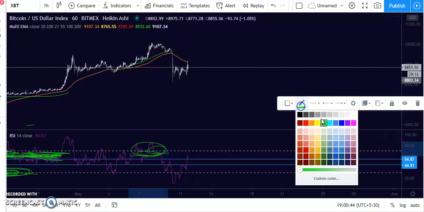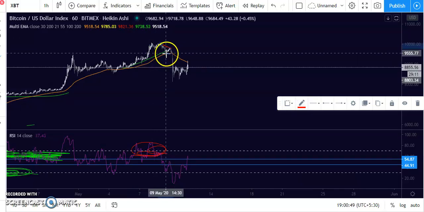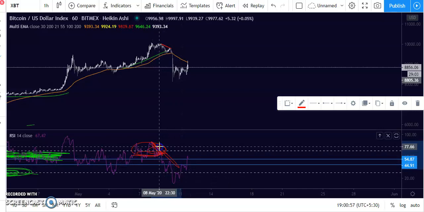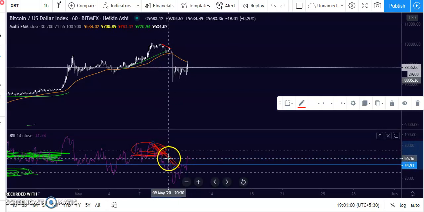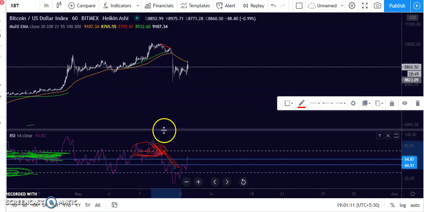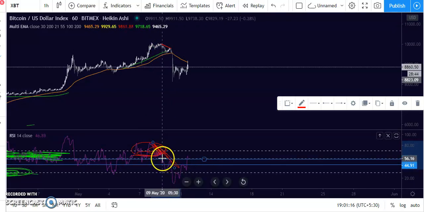But wait, what is happening here? Price made a lower high. If the price is making a lower high and RSI is also making a lower high here, right? So what should we immediately do? We should sell. We should not think that price will reverse. We should sell. If you are careful about your trade, just look, the RSI went below 55. That's the first sign that the bulls are losing their strength.